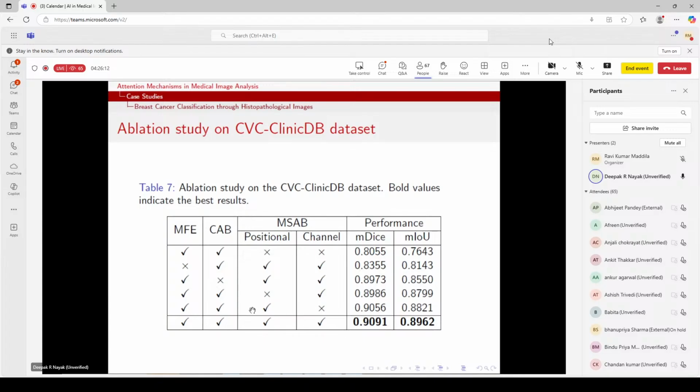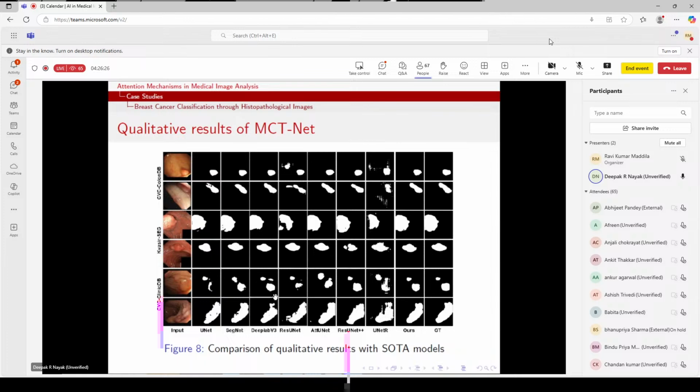If you remove the channel-wise self attention, you can see that the model performance drops. Including channel-wise self attention also helps in improving the model performance to some extent. Here are the qualitative results, where we have compared with the state-of-the-art architectures, which I've already shown you.